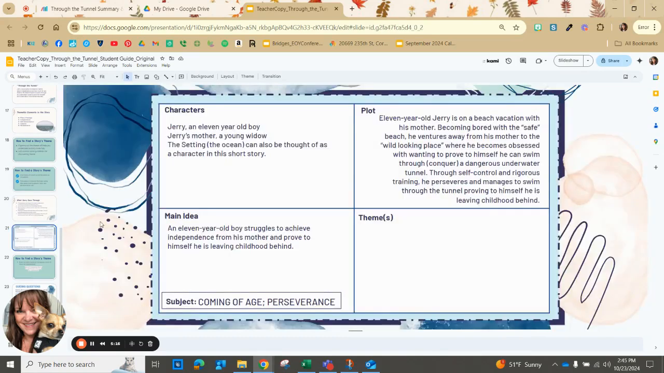So I'm going to show you in this kind of 4-square graphic organizer. You did something similar to this in the very first assignment.